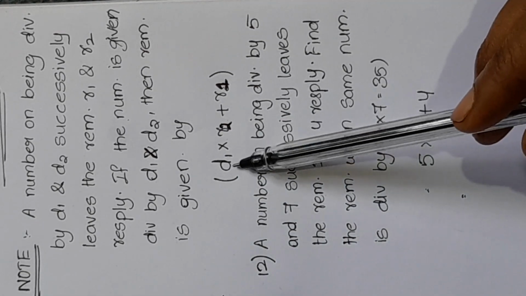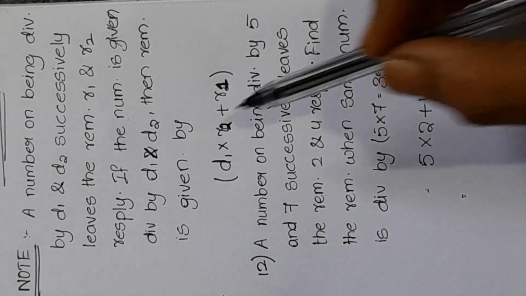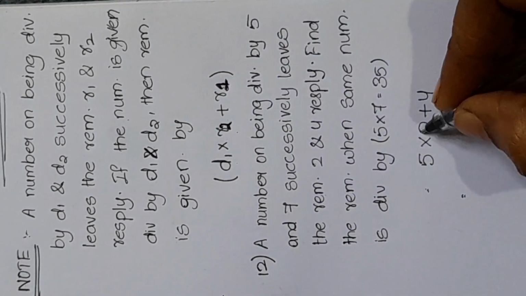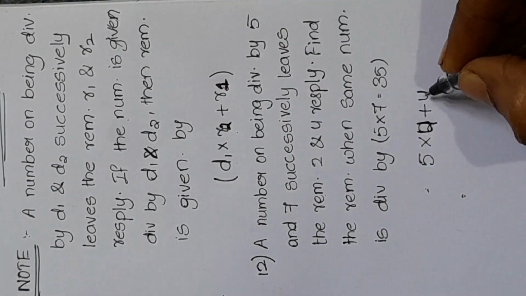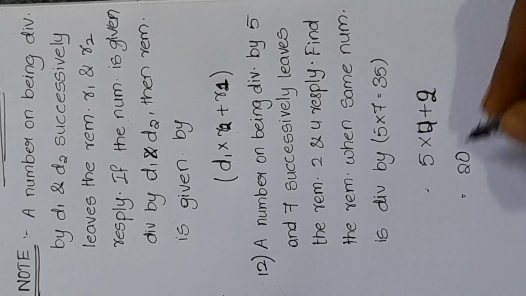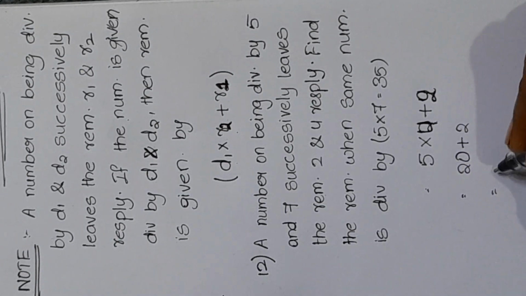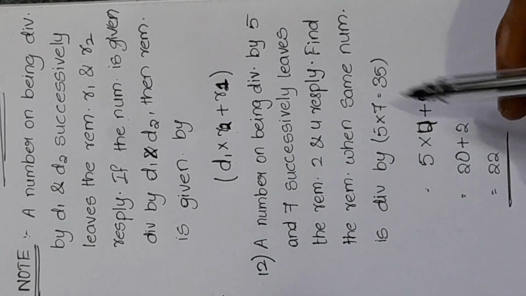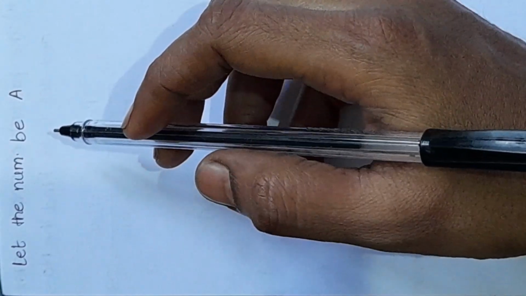From the formula, we should write the divisor d1 is 5. Here r2 plus r1, so here 4 plus 2 should be taken. 5 into 4 is 20 plus 2, which is equal to 22, is the remainder when the number is divided by 35. Let us solve the same problem without using the formula in a detailed way.